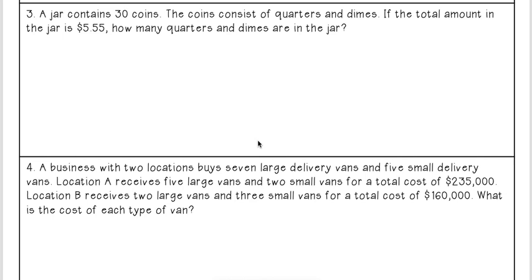So this problem says that a jar contains 30 coins. The coins consist of quarters and dimes. If the total amount of the jar is $5.55, how many quarters and dimes are in the jar?